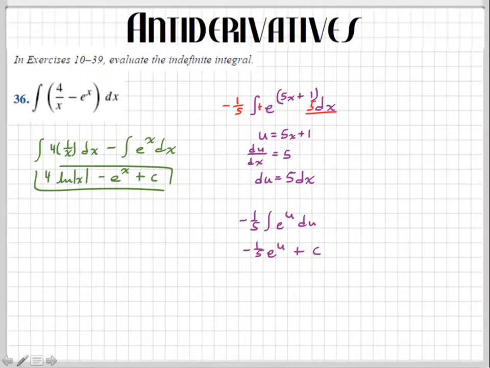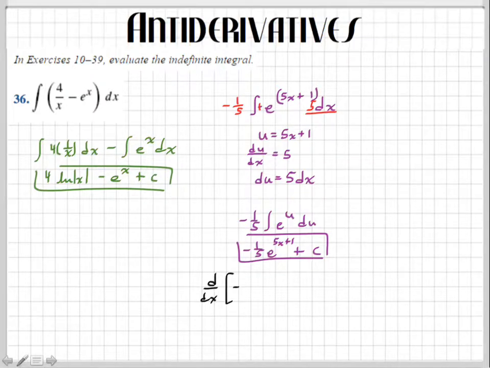Let's see. We got that. Get rid of him. And we have what was it? 5x plus 1. 5x plus 1. And that's your answer for this one. Again, I don't trust it. Well, if I was new at this, I wouldn't trust it. I would want to test it out.